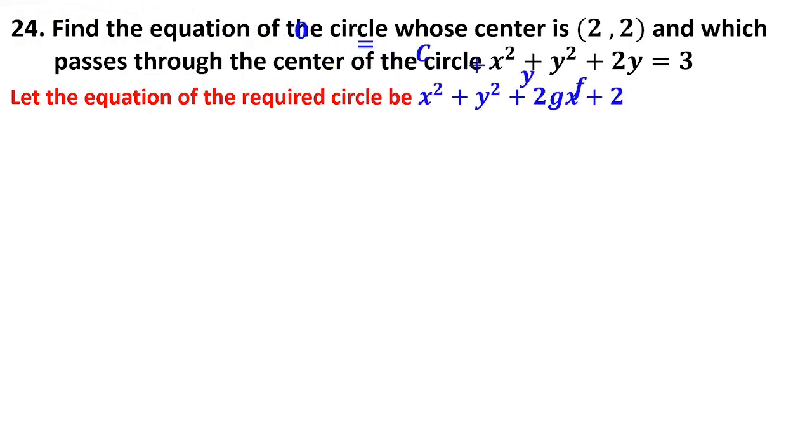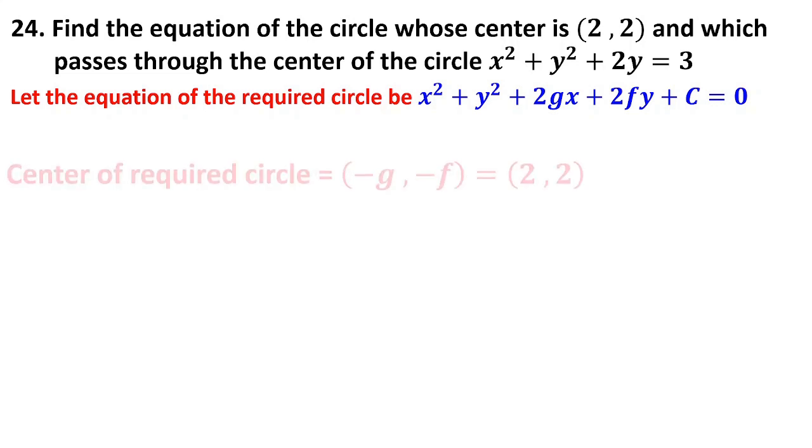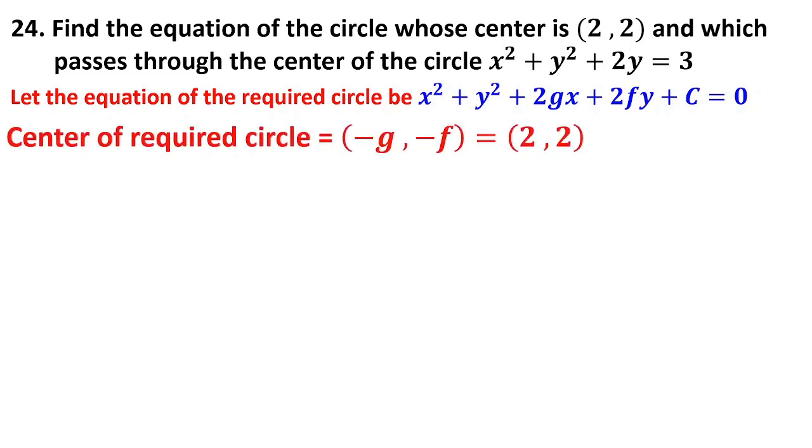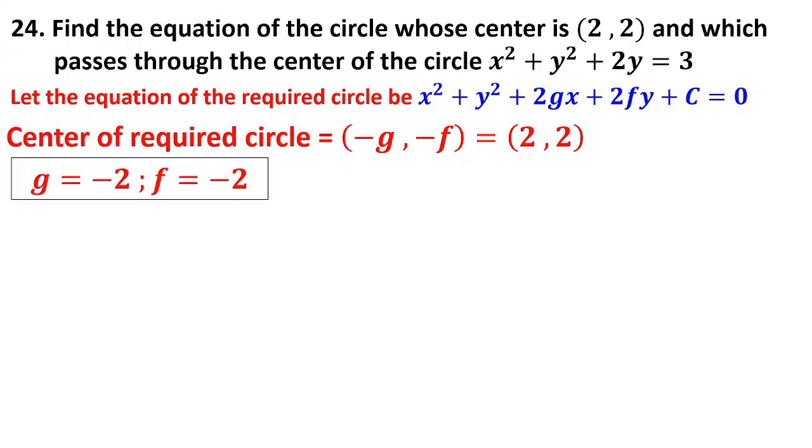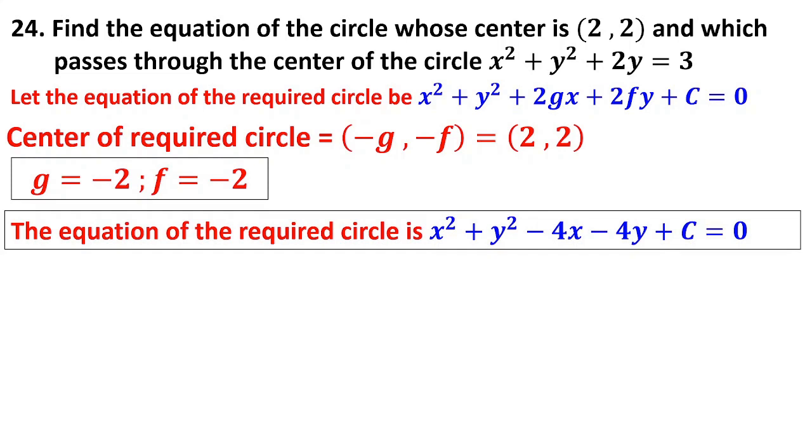You have to get the equation of a circle in general form: X square plus y square plus 2gx plus 2fy plus c is equal to 0. You have to get the values of g, f, c and then finish. Center is minus g, minus f. It is given as 2, 2 in the question itself. Therefore, g is minus 2 and f is minus 2. What will happen to the equation now? X square plus y square minus 4x minus 4y plus c is equal to 0. Now, you have to get the value of c only.